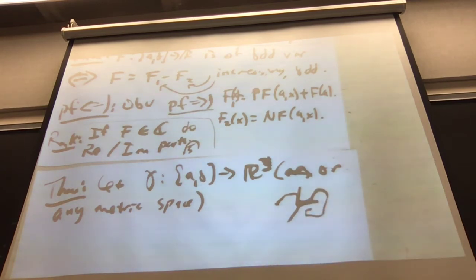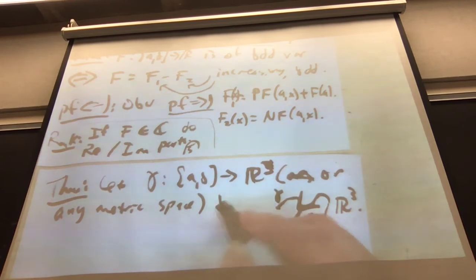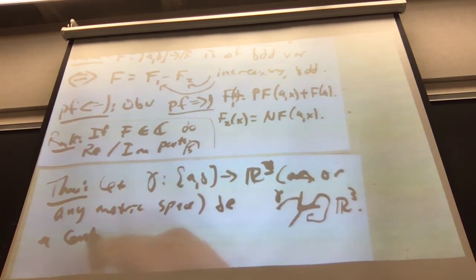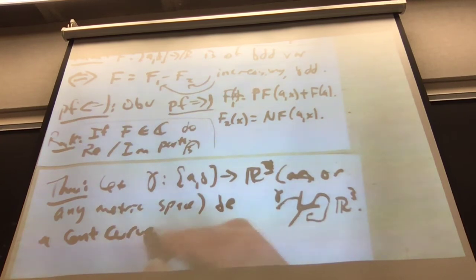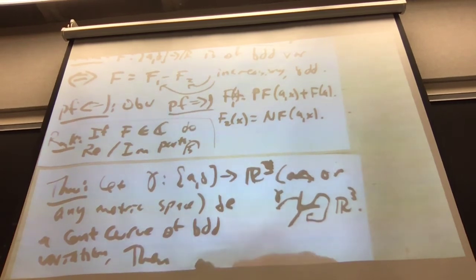Is that slightly more interesting? Can you even see what this is? It's supposed to be a curve in R3. Okay, gamma. Anyway, it's true for any metric space. If it's continuous, so it's a curve, let gamma be a continuous curve of bounded variation, then this total variation function is continuous.